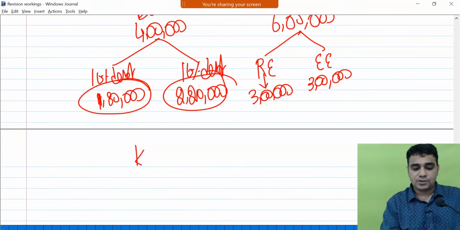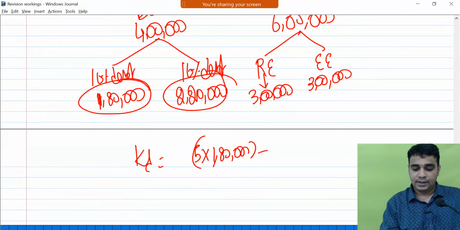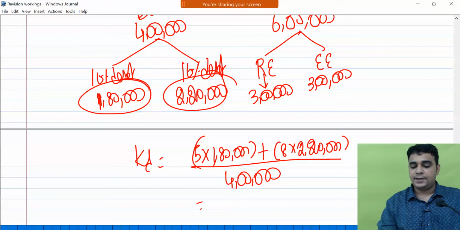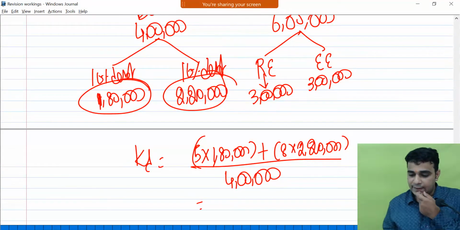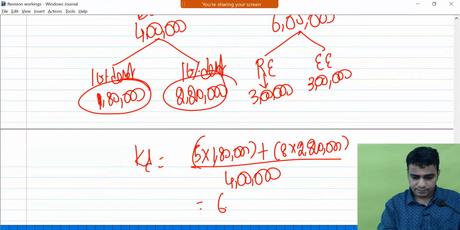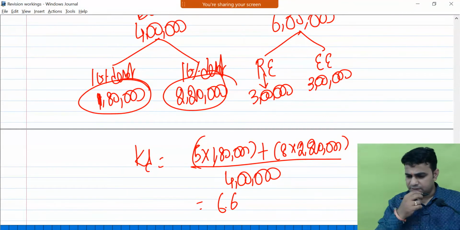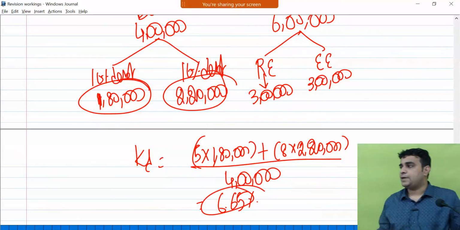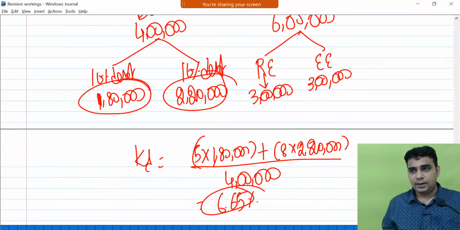So the average cost is 5 into 1 lakh 80,000 plus 8 into 2 lakh 20,000, whole divided by 4 lakhs. This is the weighted average. Whole, how much? 6 point... no, it will not be 6, it's a percentage, no? Okay, 6.65%.